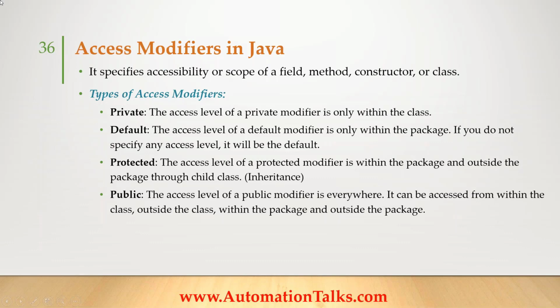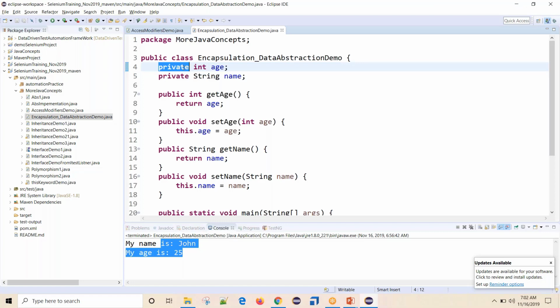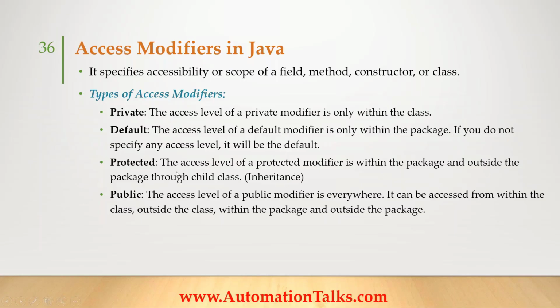Now there are two more. Default: the access level of the default modifier is only within the package. If you do not specify any access level, by default it will be default. So if you simply write int this, then it is going to be a default access modifier, a default variable, whose access will be limited to only within the package. And finally we have something called protected.